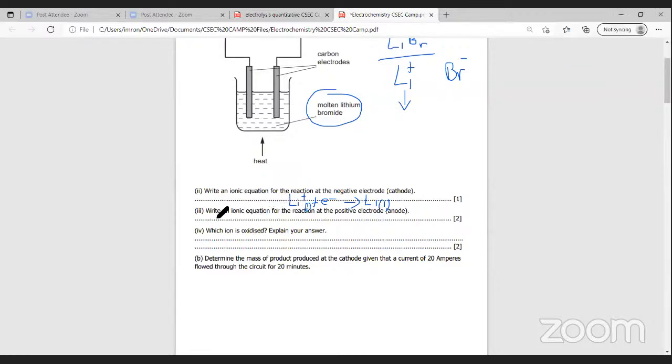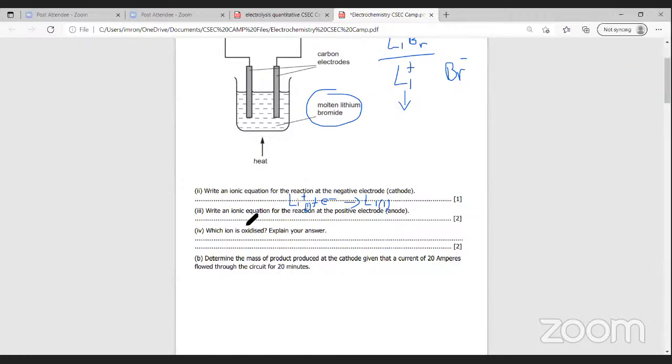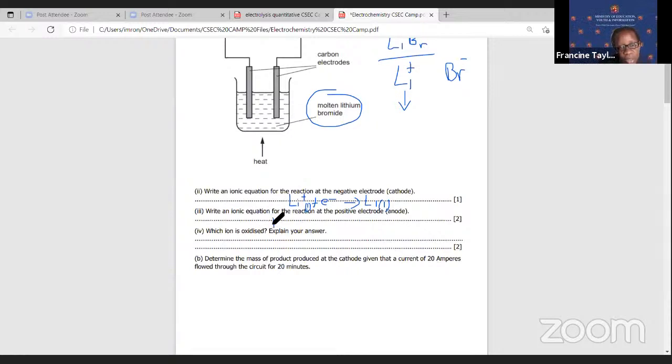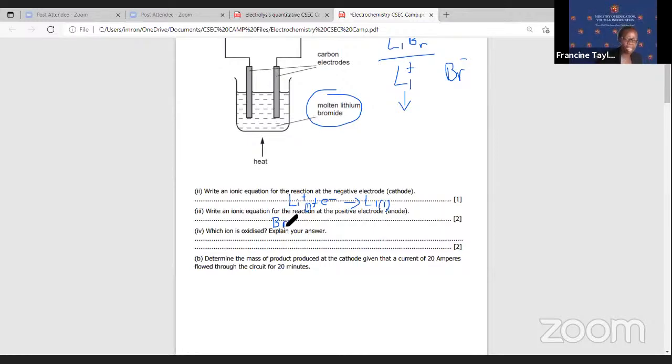For the anode, talk to me. Notice that one is 2 marks. There must be something special about that one. That was not so special about the first one. This one is 2 marks, not as simple. Somebody has Br liquid plus electrons. Somebody else has 2Br minus to give Br2 plus 2 electrons. Somebody has 2Br minus plus 2 electrons to give Br2. You could point out how you write the equation for the electrons to balance.